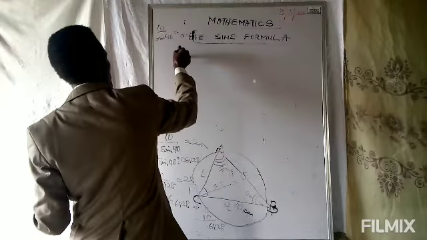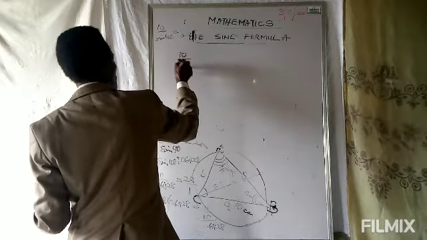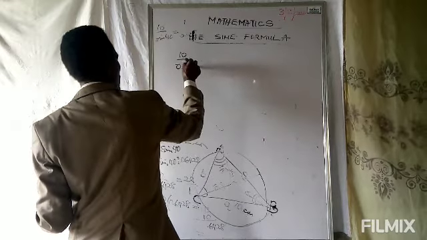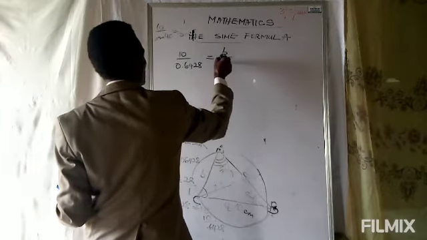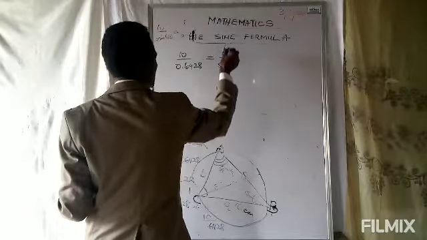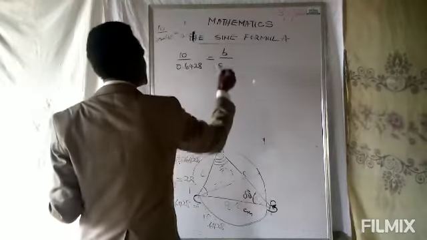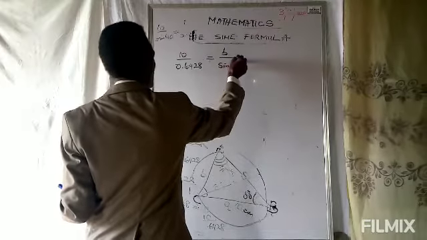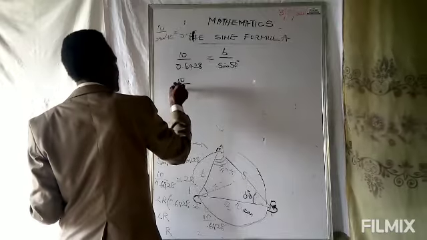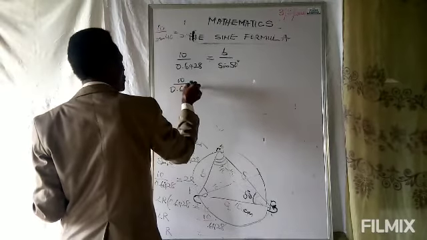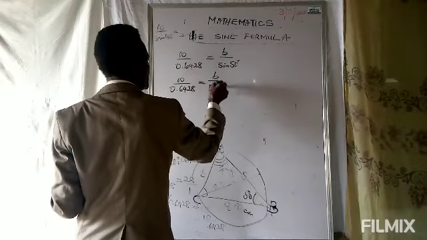So 10 over sine 40. Sine 40 is 0.6428, is equal to B over sine B. We say that B here is 50 degrees. So sine 50 degrees. So this now becomes 10 over 0.6428 is equal to B all over sine 50, which is 0.7660.